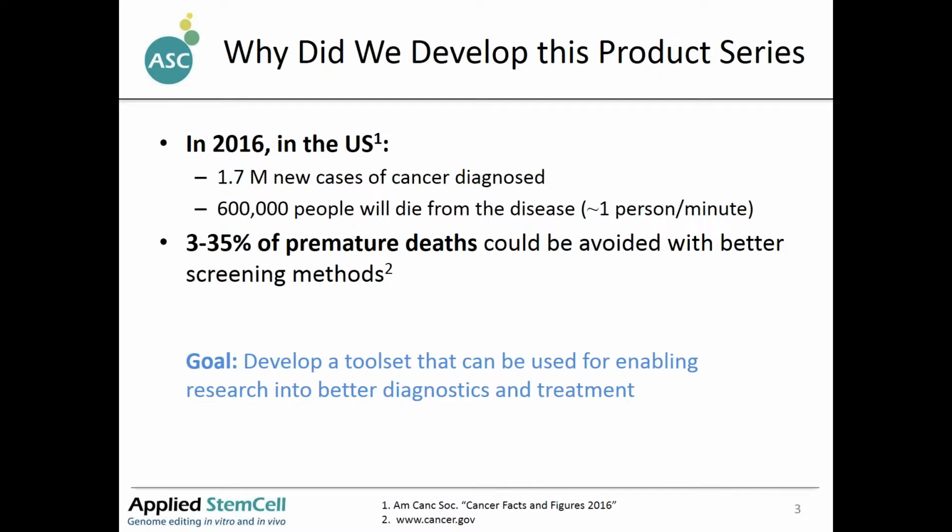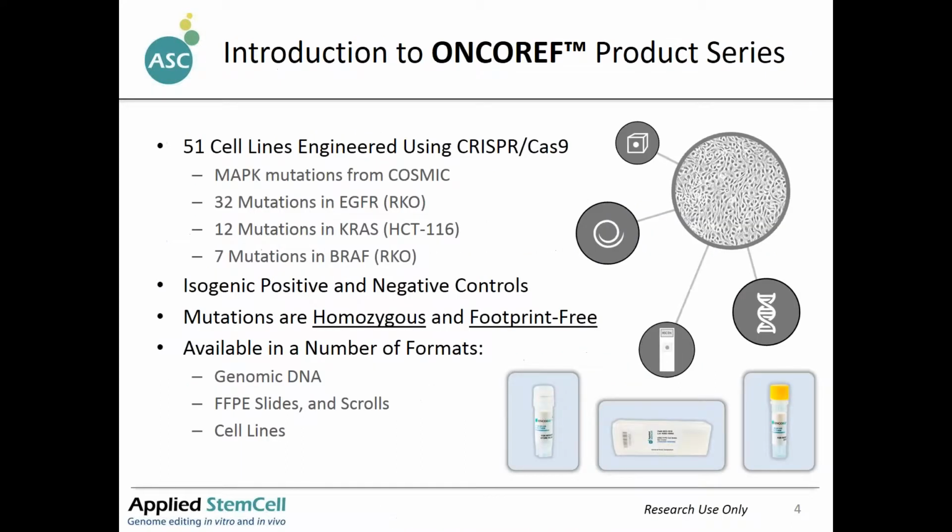The National Cancer Institute has estimated that approximately 3 to 35% of premature deaths that are due to cancer could be avoided with better screening and diagnostic methods. This number could be even higher if we had better methods by which to treat these diseases as well. And so the goal for us in developing this series was really to develop a toolkit that can be used for enabling research into better diagnostics and treatments. Because of this, we developed the ONCOREF product series.